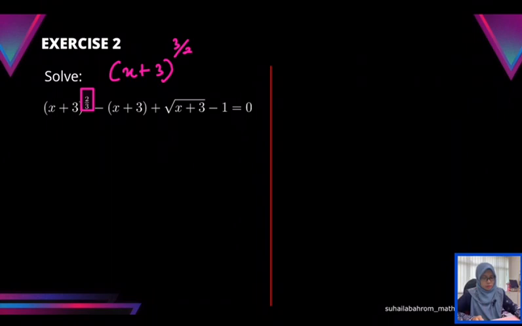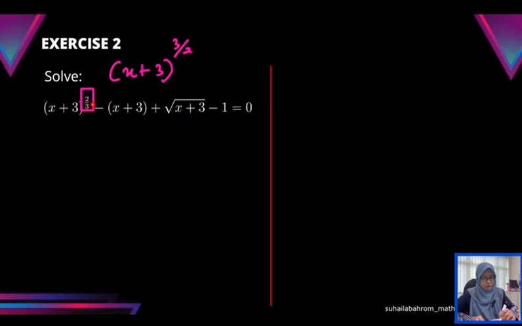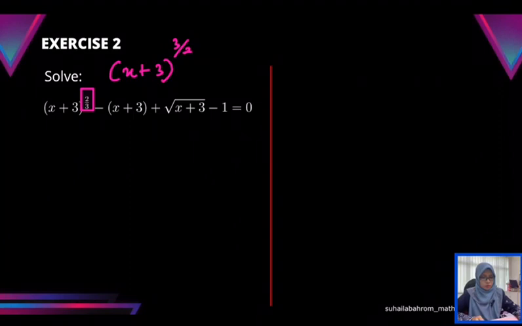Okay, let's look at this exercise. Before that, please make this correction. On your notes, it is x plus 3 power of 2 over 3. So instead of 2 over 3, change it to the power of 3 over 2. So that is the correction.